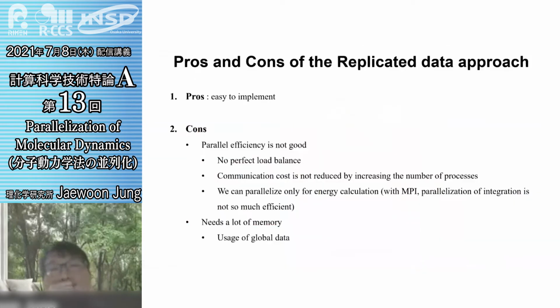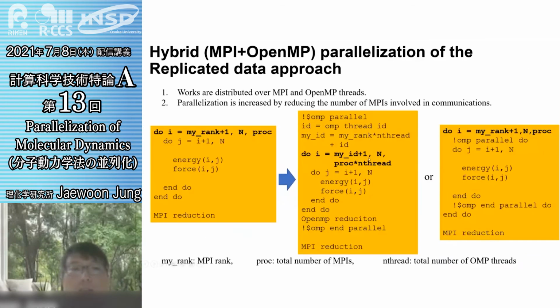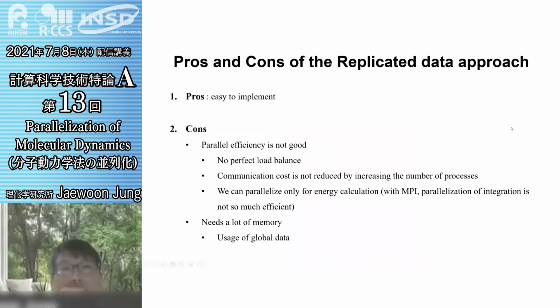And the good thing of this approach is easy implementation. You don't need to consider the overall structure so much. We can just assign the simple change of do loop in this way or in this way. But it has many problems.